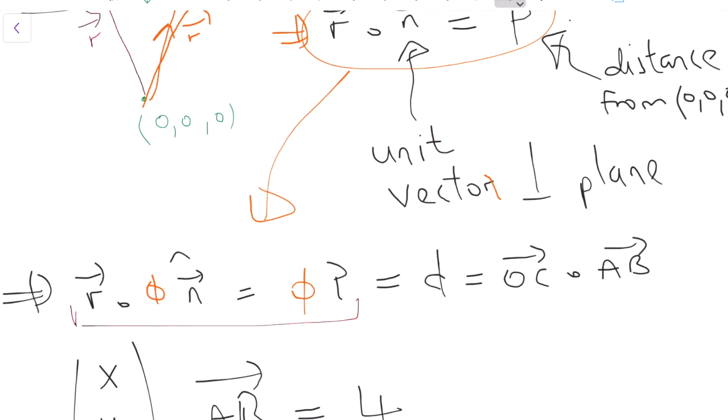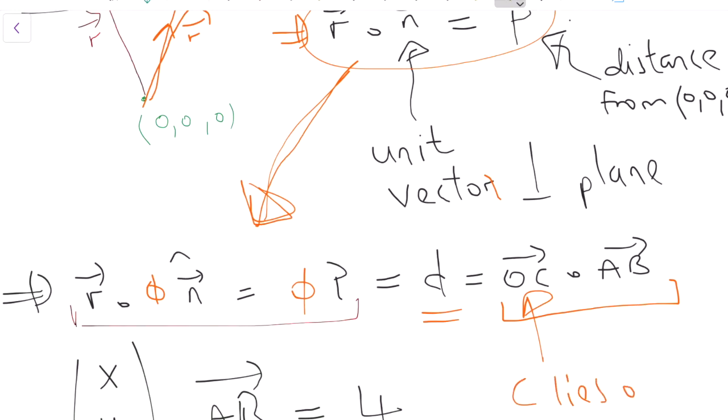So R dotted with phi n must be phi p, and this is obtained from this equation here, multiplying both sides by phi, where phi is a scalar. So this equals a new something which I shall call D, but this D has to hold for the point C, right? So the point C, in particular, if I take OC dotted with AB, I should obtain D, because C lies on the plane. So it has to satisfy this equation.